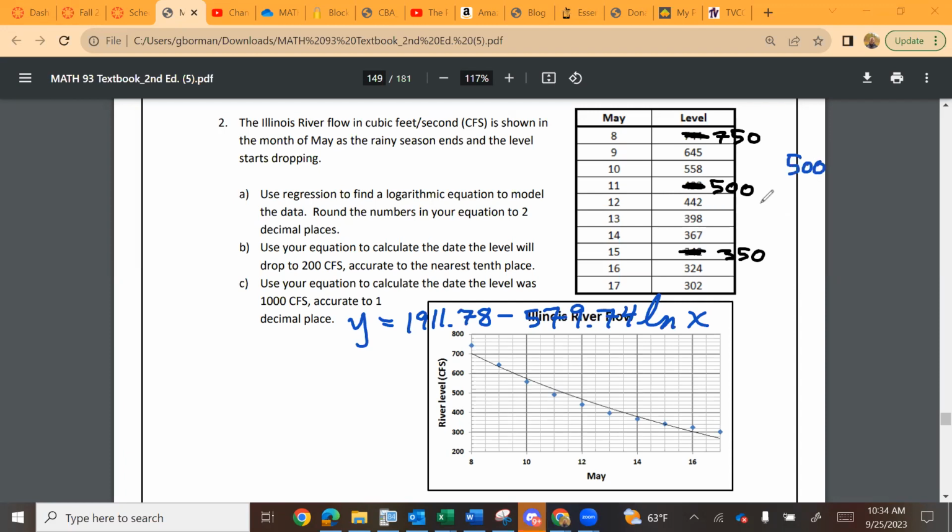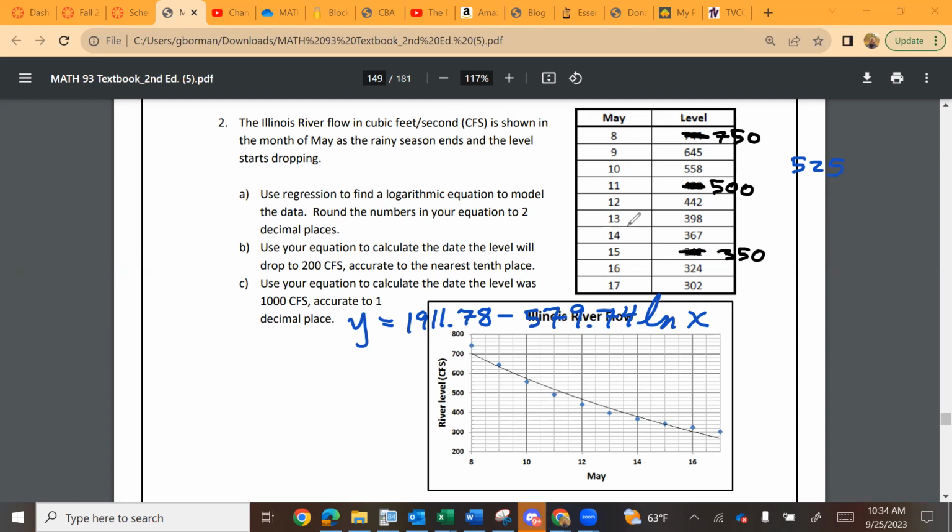So 500 cubic feet per second. Well, oh no, we already got that. Okay, well, that's dumb. Let's try 525. Okay, because that's not actually on the list. Okay, so 525, that's in between these 2 here. So we would expect to get a date somewhere between day 10 and day 11. So like day 10 and a half or something.